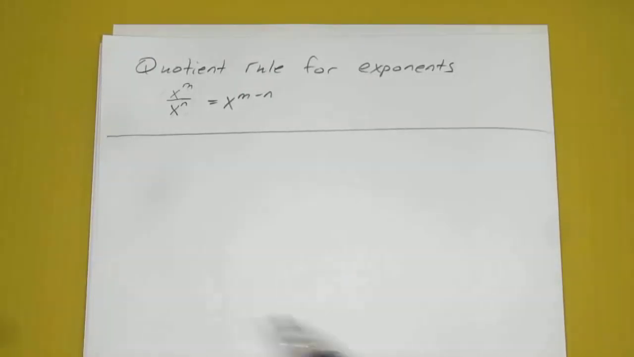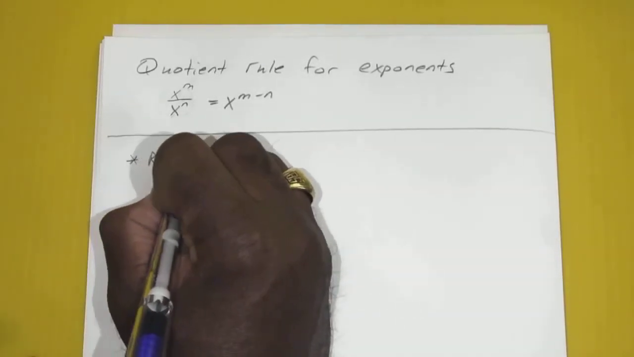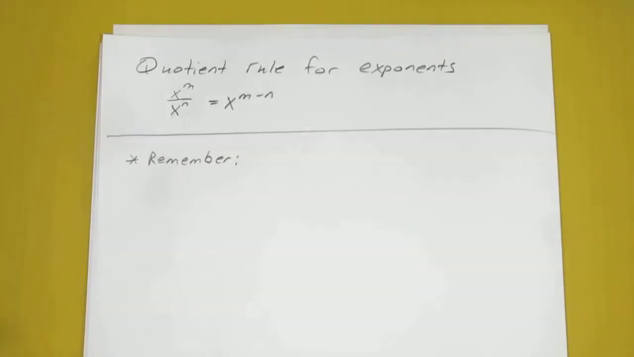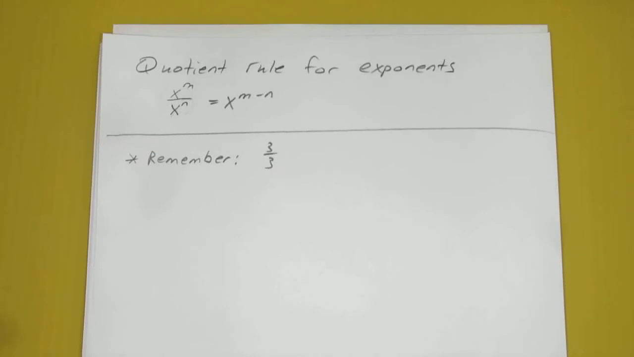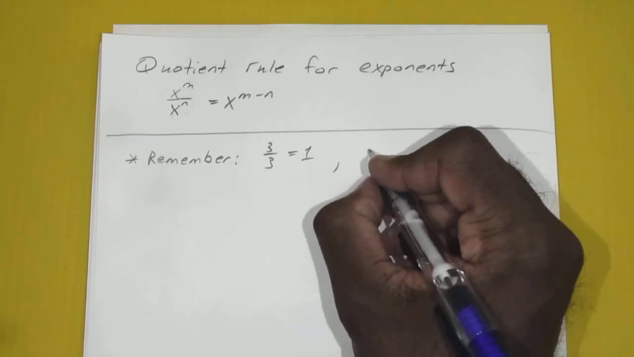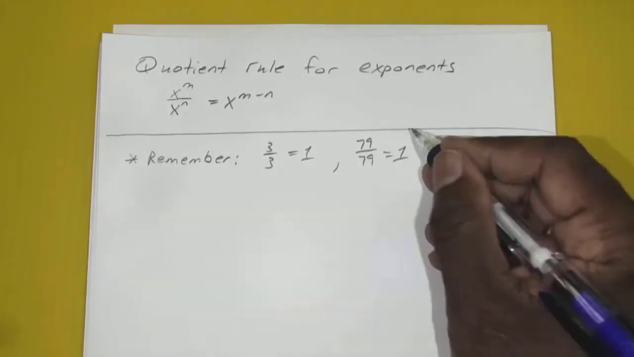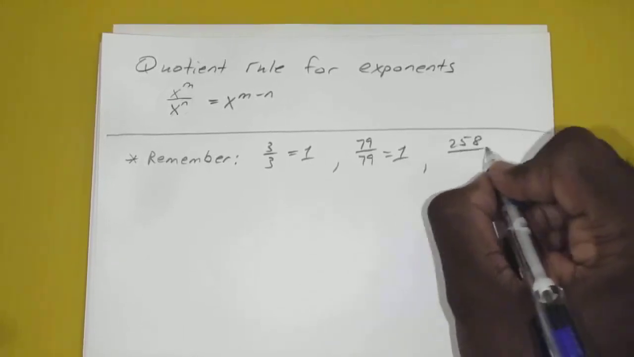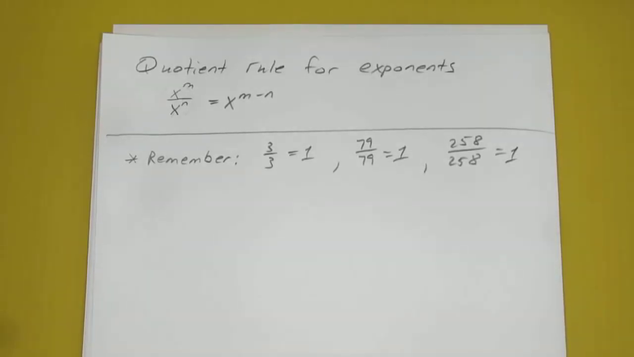So let's say kind of a proof for this one. Not really a proof, but kind of a concept idea. If you remember from fractions, anything divided by itself is always going to equal 1. So 3 divided by 3 is going to equal 1. 79 divided by 79 is always going to equal 1. 258 over 258 is going to equal 1. Even when we don't know what it is, it's still going to equal 1.